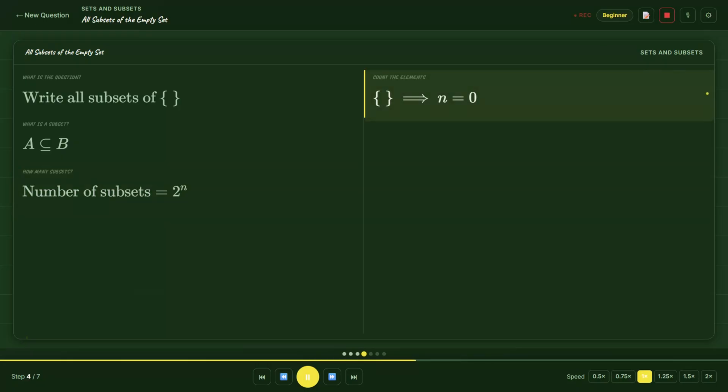Let's count how many things are inside our set. We look inside and there is nothing at all, so n equals 0. Now we put n equals 0 into our trick. 2 to the power 0 equals 1. So there is only one subset, just 1.